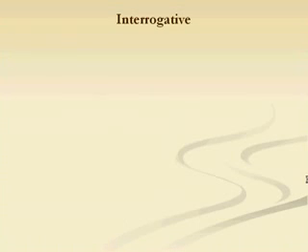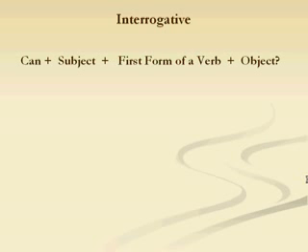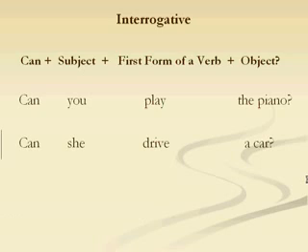Now we look at interrogative structure: can plus subject plus first form of a verb plus object. Because we don't have any helping verbs here, we are using a modal verb, modal auxiliary, right? So we put can or any modal verb before the subject and it becomes interrogative. So can plus subject plus first form of a verb plus object. For example, can you play the piano? Can she drive a car?